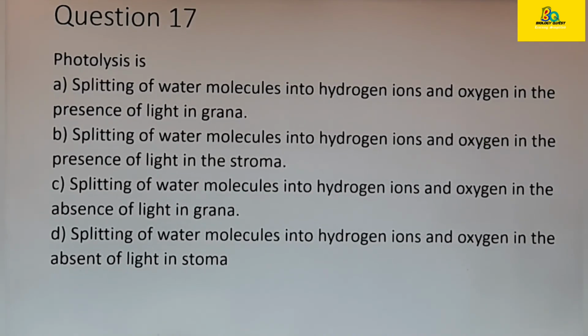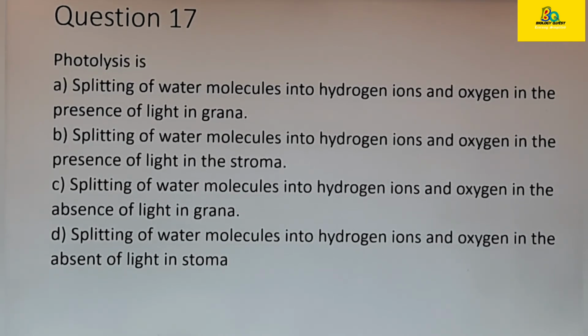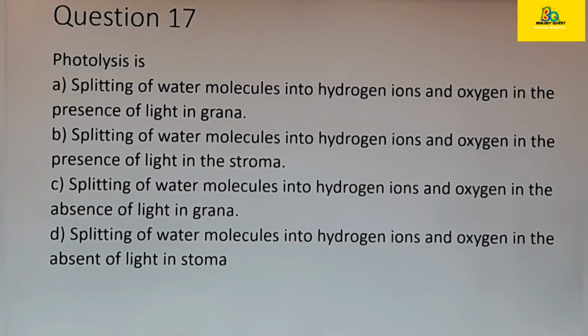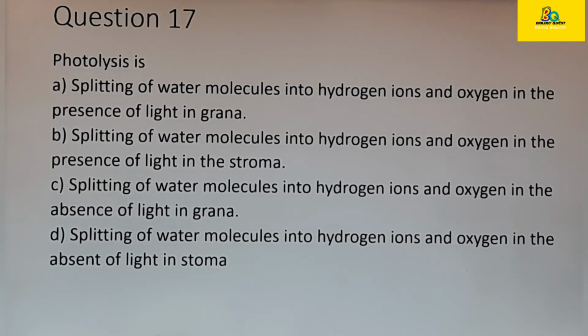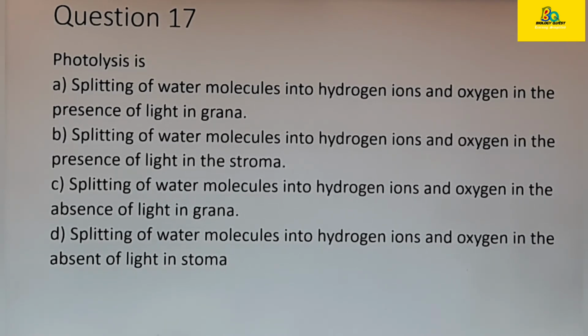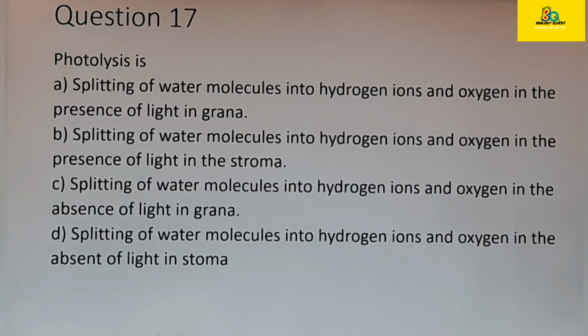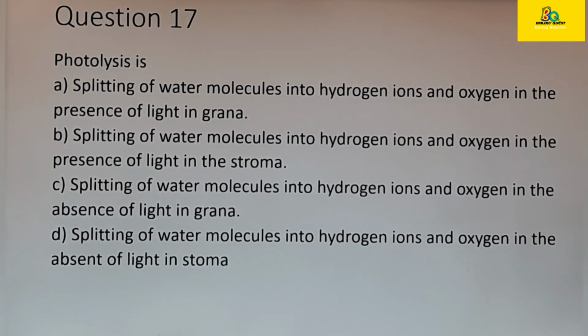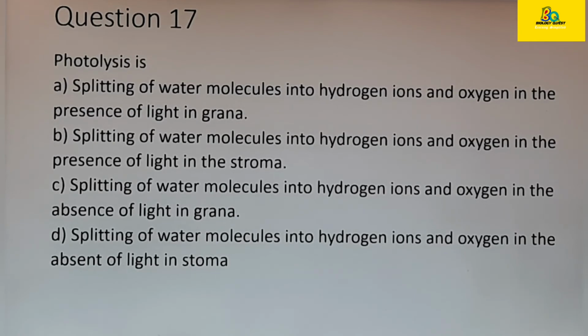Question 17. Photolysis. What is photolysis? Options are: A, splitting of water molecules into hydrogen ions and oxygen in presence of light in the grana. B, splitting of water molecules into hydrogen ions and oxygen in presence of light in the stroma. C, splitting of water molecules into hydrogen ions and oxygen in the absence of light in the grana. And option D, splitting of water molecules into hydrogen ions and oxygen in the absence of light in the stroma. Okay, it is not stoma, stroma.